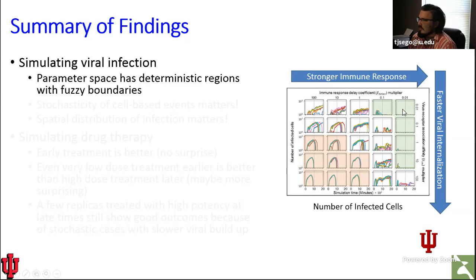Now moving to the top right, we see the exact opposite. This is for a very strong immune response and for a very slow viral internalization. And in this case, measuring the number of infected cells, we see mostly none. And that's the case for all of these green shaded regions. So what we observe with this is that in the extreme regions of the parameter space, we get deterministic behavior and certainty of outcomes. And then in between, we have something like what I like to call fuzzy boundaries between those regions, where we have lots of stochasticity, lots of uncertainty about what will happen.